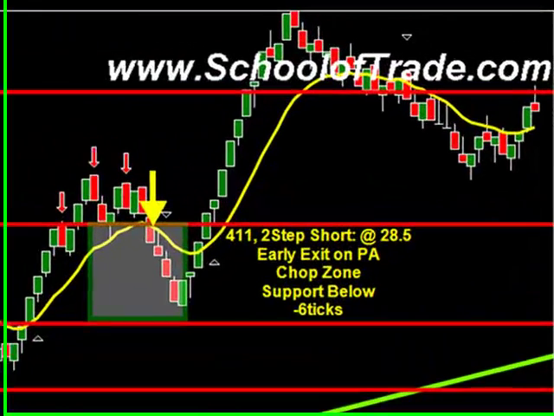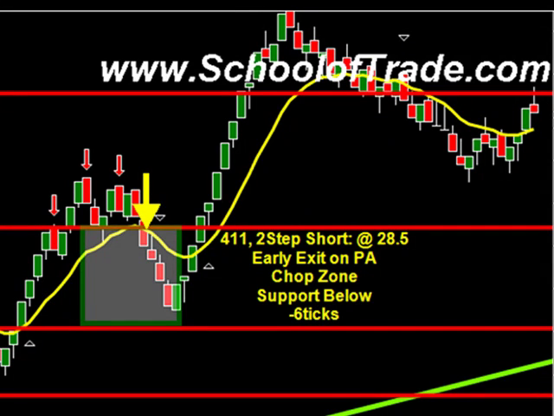Now what happened here, guys, was that ultimately at 4:11, that's 11 minutes past the hour here, this two-step short at 28.5. Now you'll notice 28.5 is almost at the bottom of this bracket, and this is a mental mistake that I made this morning. I'll be the first to admit it.